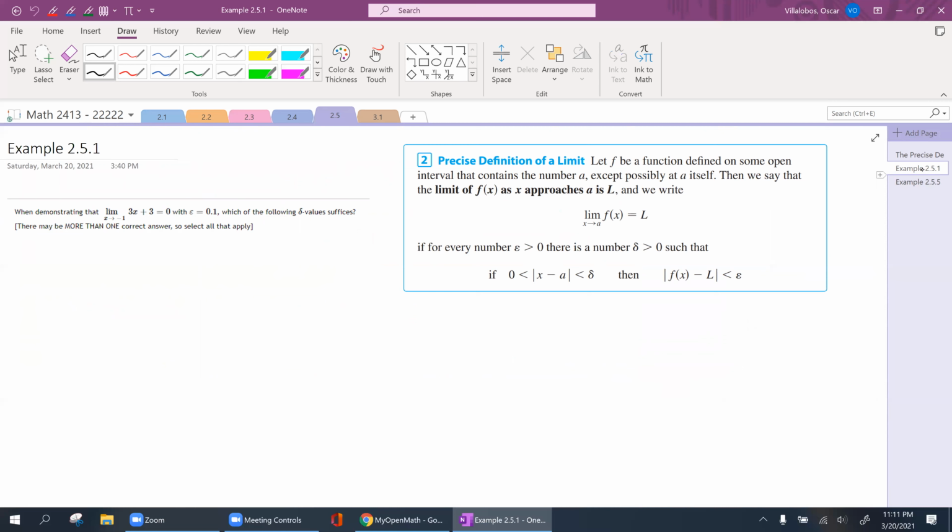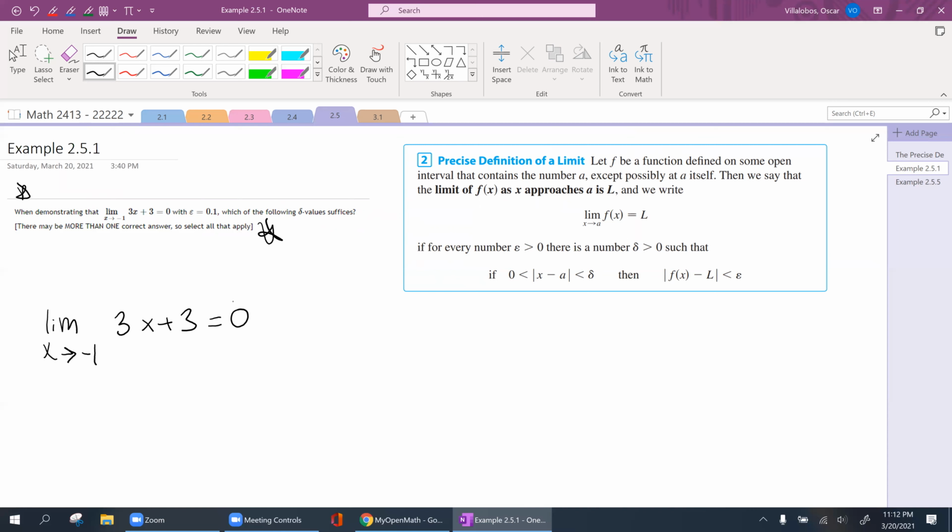So I'm told here that I'm going to apply the precise definition of a limit to find my delta and my epsilon. I'm not going to read this question just yet. I want us to understand how to use this first. I'm told that the limit as x approaches -1 of 3x plus 3 is equal to 0. And you can test this out: you would plug -1 into there, and it ends up giving me that.